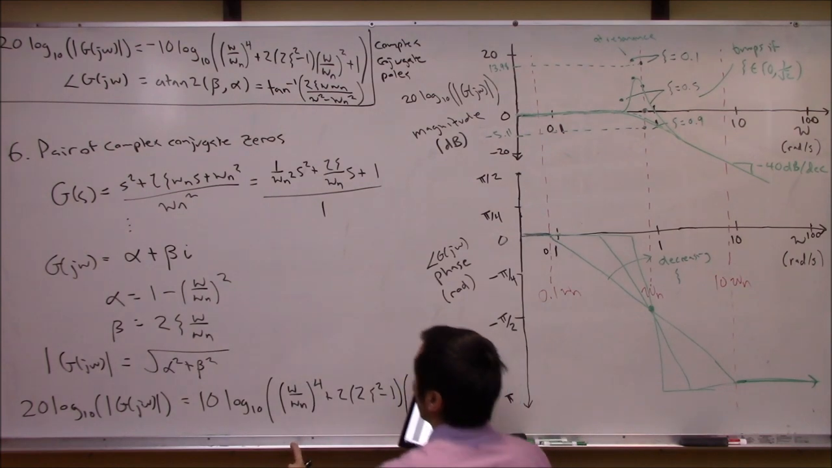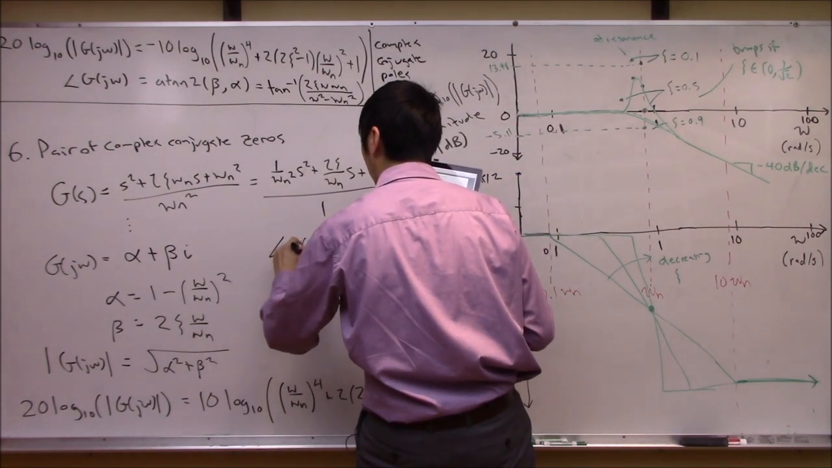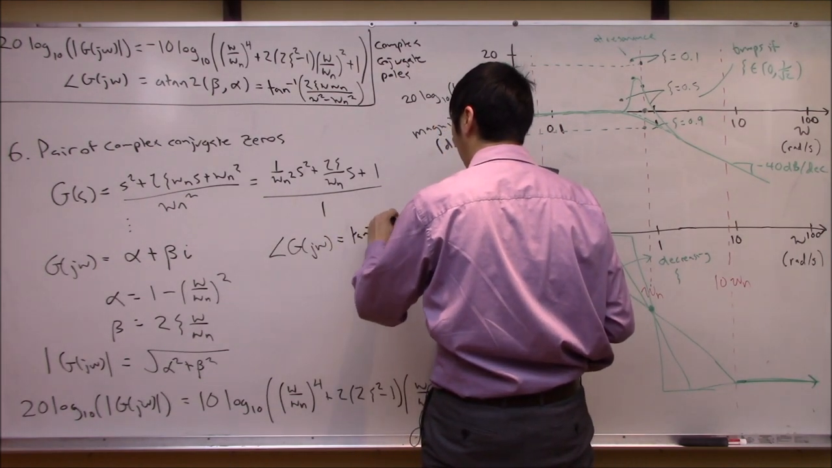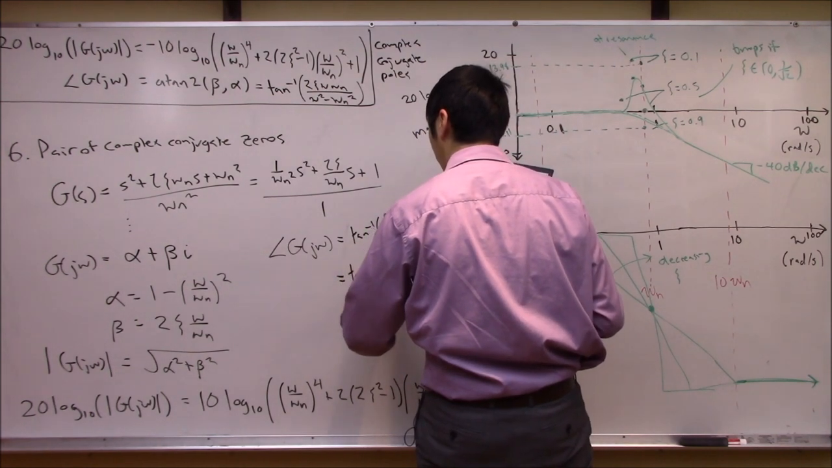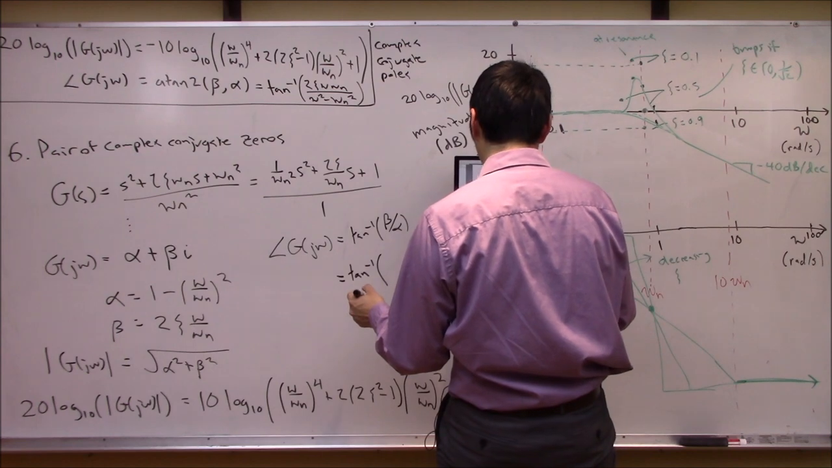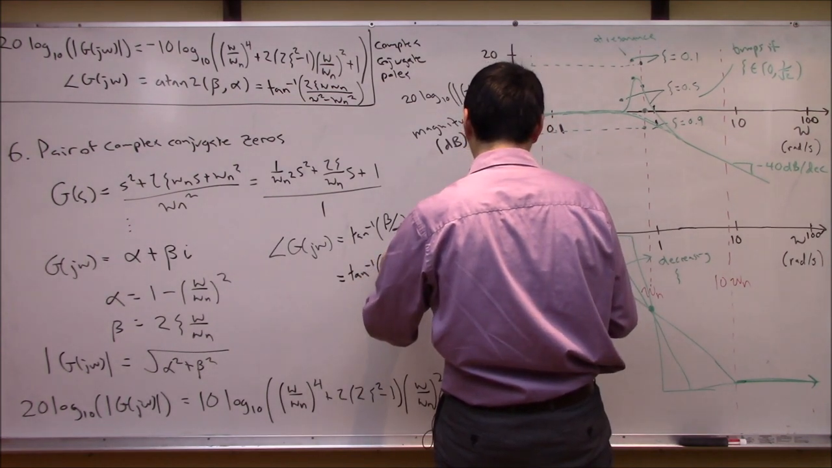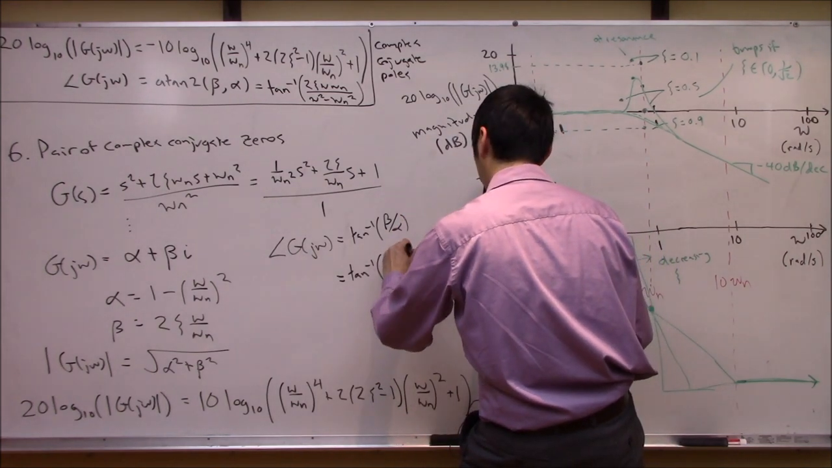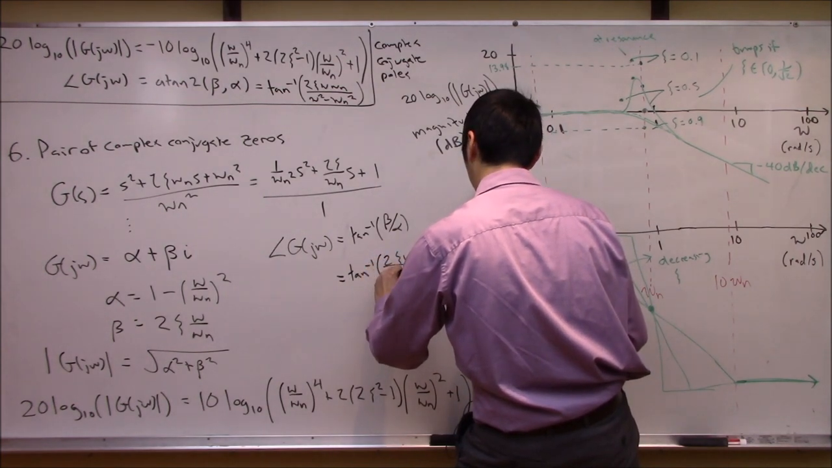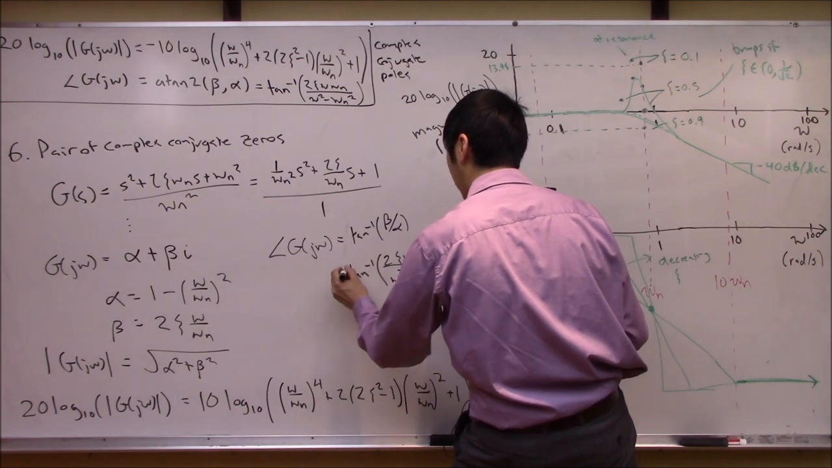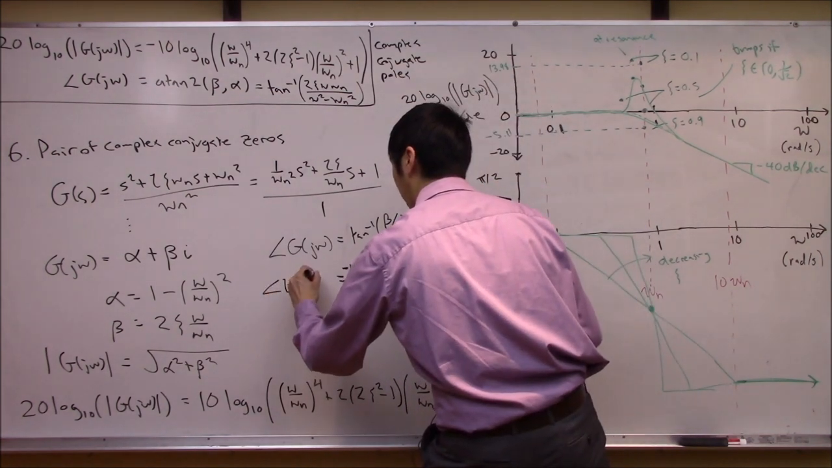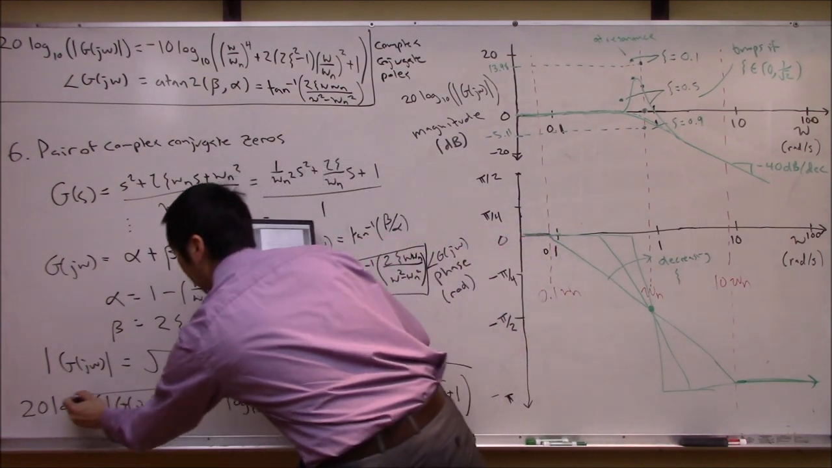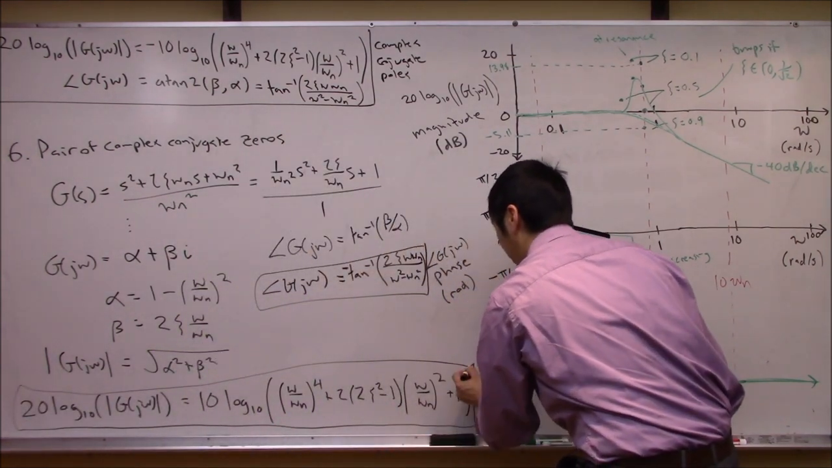Okay, and similarly, we would also do the angle of G(j omega). And again, this is just tan inverse of beta over alpha. If you plug in the beta and alpha, this would come out to be 2 zeta times omega n, all over omega squared minus omega n squared. And actually there would be a minus sign here. So this is the angle of G(j omega). So maybe let's box this up. Here's your angle formula, and here is your magnitude formula for your pair of complex conjugate zeros.